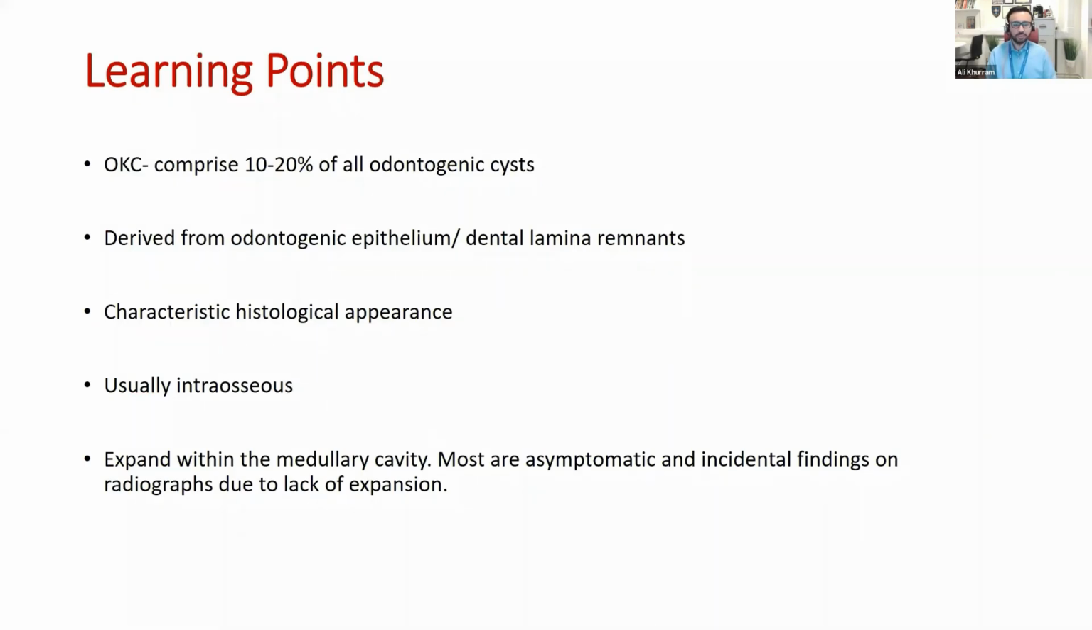So what things can we learn from this case? I mean, as most of you know, odontogenic keratocysts comprise approximately 10 to 20% of all odontogenic cysts, and these are derived from the dental lamina remnants that are left behind in the jaws. The histological appearance of OKCs is quite characteristic. As we looked earlier, you've got this parakeratinized surface, a corrugated appearance of the surface, and the epithelial lining being approximately 5 to 8 cells thick, with quite prominent basal cell palisading and reversal of polarity. And almost all of them are intraosseous.